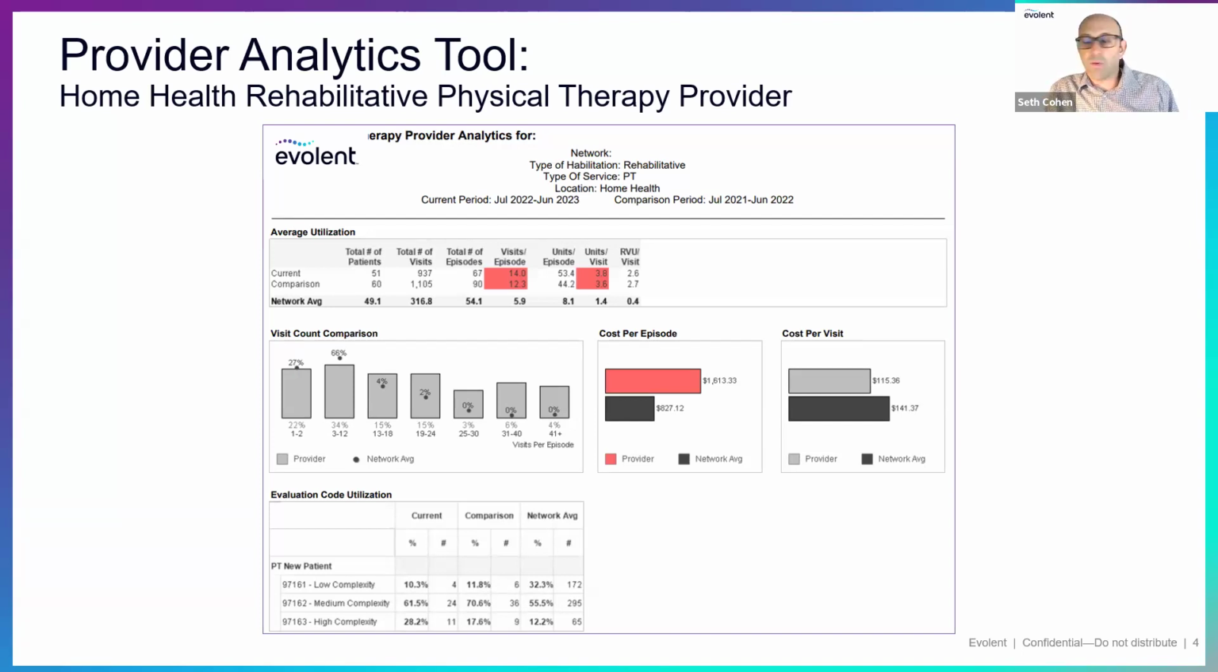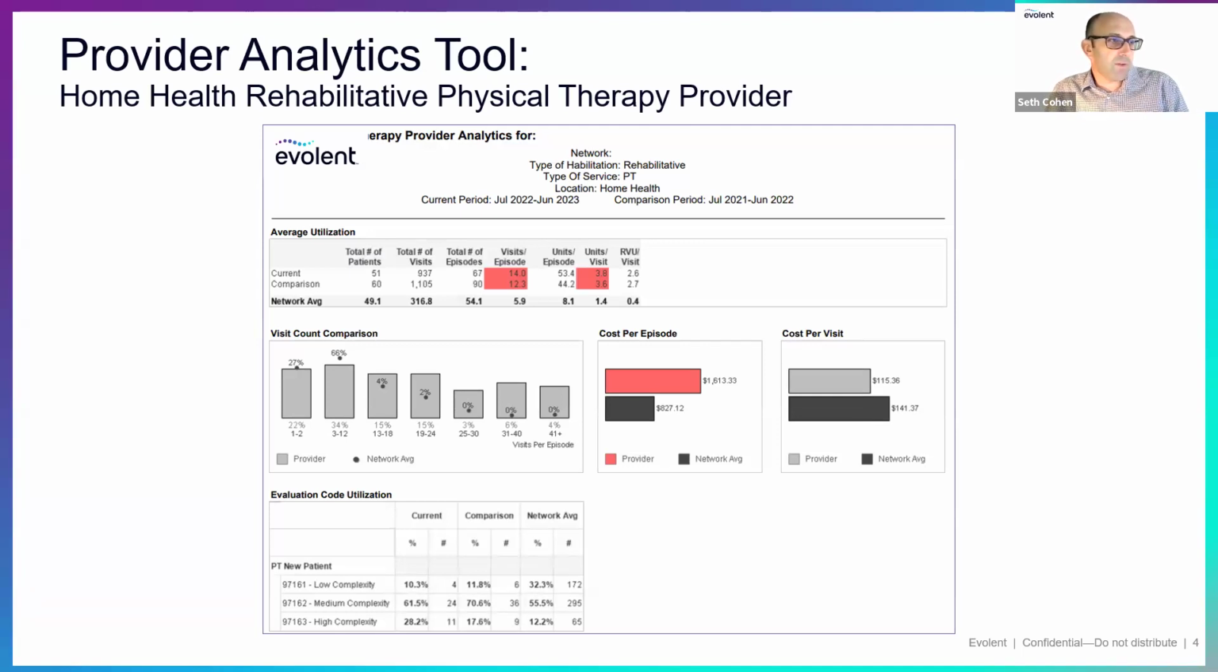As far as the units per visit, what's going on in that case? Is there a reason that they're having to bill more units per visit than the average would be? And then as far as that visit count comparison, again, it's looking just like at that visits per episode. Is there a reason they're seeing their patients for a much longer time?